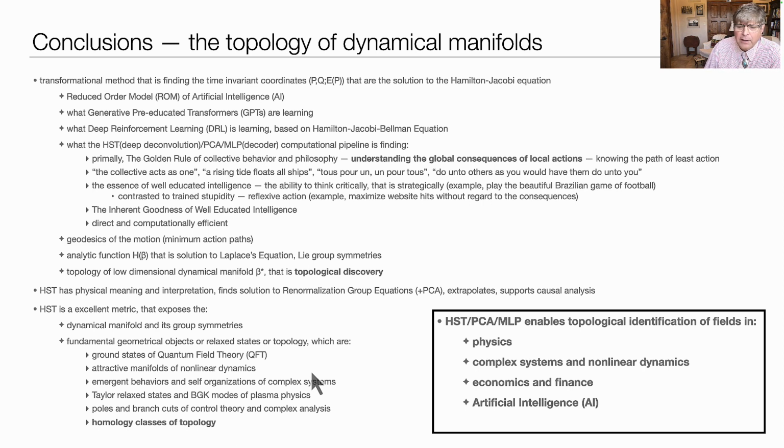And so finally, this particular pipeline enables topological identification in many fields: in physics, in complex systems and nonlinear dynamics, in economics and finance, as I explicitly talked about, and also in artificial intelligence. And I also wanted to say that the identification of these geodesics of the motion are neural operators and is very closely related to the neural operator constructs out there right now.